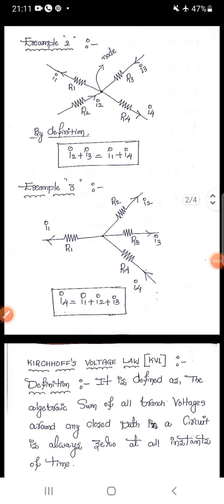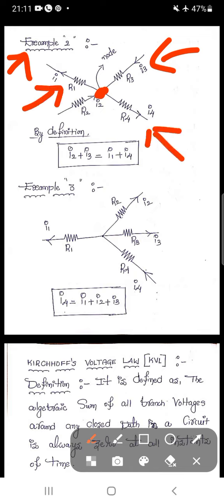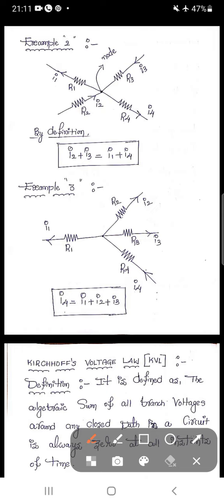Now the second example. Again we have a junction point, and there are four branches: R1 branch, R2 branch, R3 branch, and R4 branch. So we have four branches, and in each of them an individual current is flowing. This is the junction or node point. Now we need to identify the incoming currents and the outgoing currents.